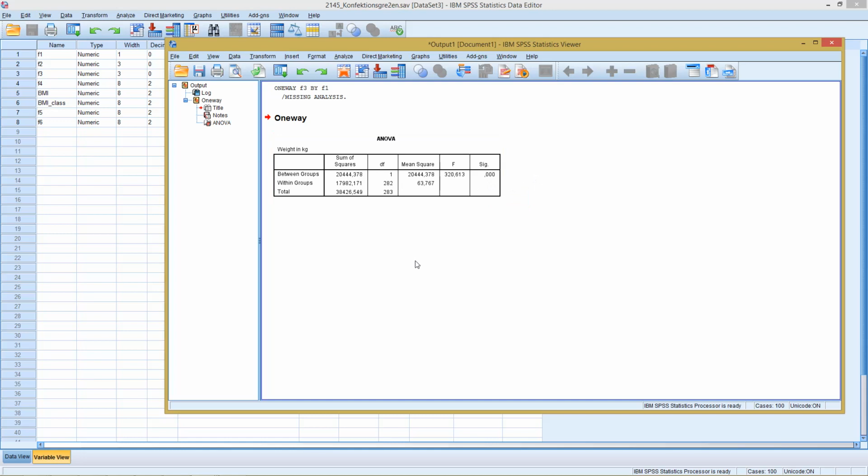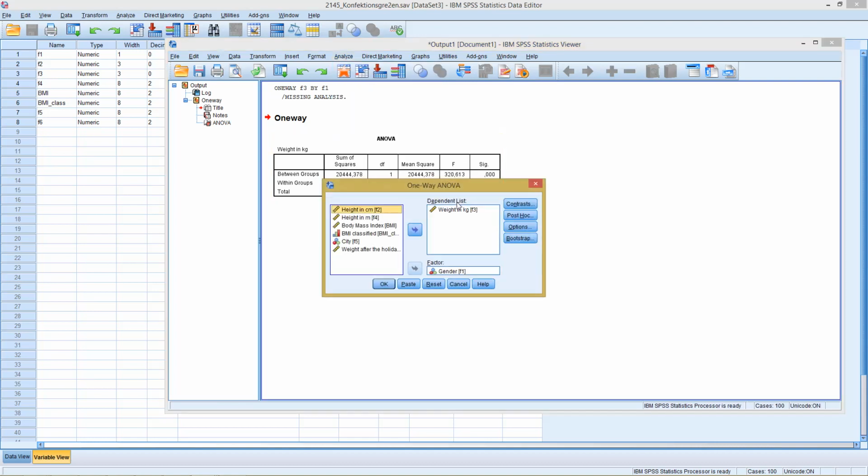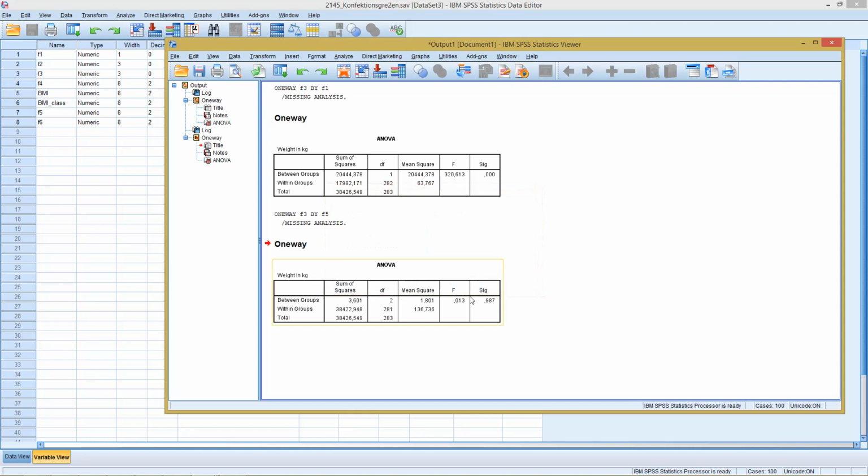In this case I only have two groups. However, I can turn, for example, to my classified BMI and do the whole thing for three different subgroups. So I could go back to Compare Means, One-Way ANOVA, and instead of gender I select classified BMI, or city, it's the same thing. Let's consider the city, because the classified BMI is directly calculated via the weight, so it's not such a nice insight, but city might be interesting. So we click OK. Now we see, this means I cannot significantly reduce the variance if I split it up according to the three different cities.